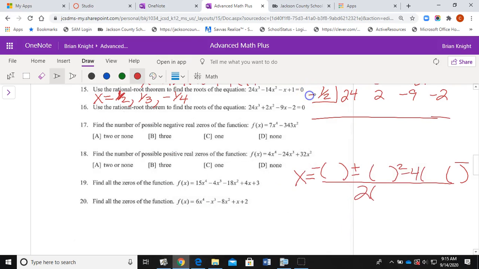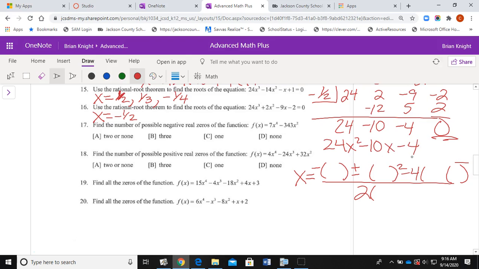Going to plug in negative 1/2 this time, and we do the same thing over again. So 24, that's negative 12, plus 2 is negative 10. Negative 1/2 times negative 10 is 5. That's negative 4. Negative 1/2 times negative 4 is positive 2, and I get 0, so now I know I picked the right 0. So I know one answer is negative 1/2. And I take what's left, that's 24x squared minus 10x minus 4, and I plug it into my quadratic formula.